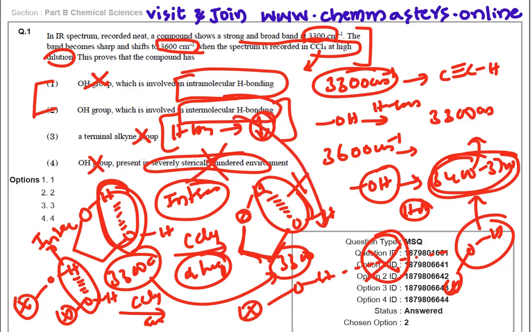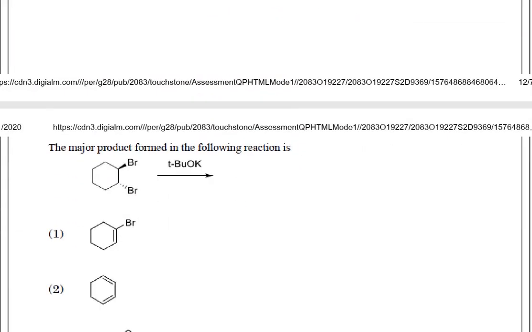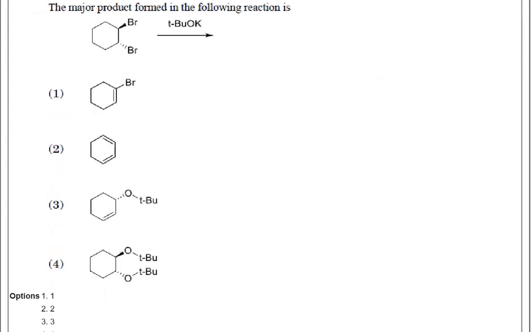Okay, so second option is our answer. Next question. The major product found in the following reaction is, just look at the substrate. Here we have given a 1,2 disubstituted cyclohexane. Okay, so the 1,2 groups are trans to each other.